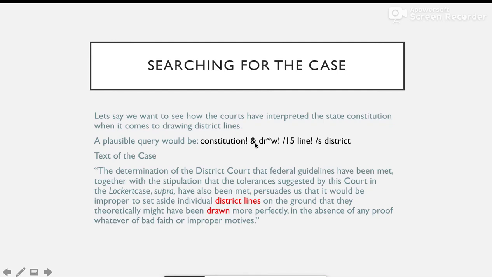Constitution with the and connector doesn't have to be necessarily proximal to the rest of this here. It just has to be within the same case. But with these other connectors, we have them put in a way that makes them have to be close. Draw has to be within 15 words of line. Line has to be within the same sentence as district. So let's look at how it played out.